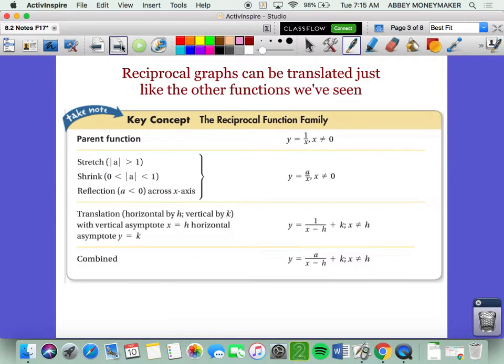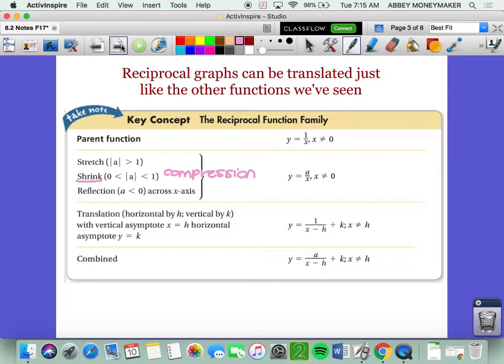Just like before, we've used a, h, and k many a times. We've seen it through all 3 modules now, and you see it here again with reciprocal functions. That a value on top tells you whether you have a stretch. They call it a shrink here; you know it as a compression. And remember, if that a value on top is negative, it's a reflection over the x-axis.